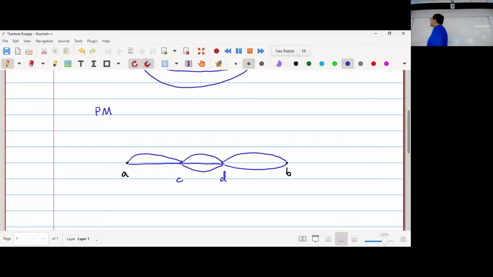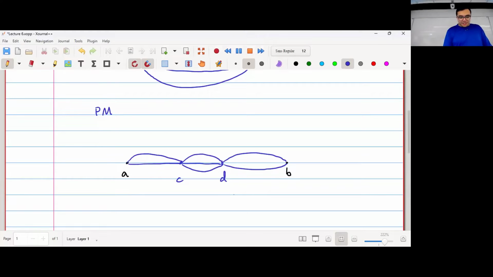Now the question is, how many different ways do I have to go from A to B? Well, infinitely many, right? Because I can start from A, go to C, go to D, go back to C. So I have infinitely many ways of going from A to B, but how many ways do I have to go from A to B if I always move to the right, if I can never move to the left?